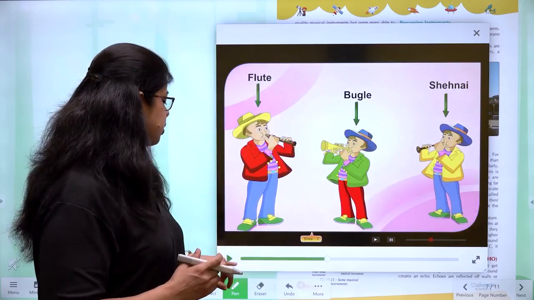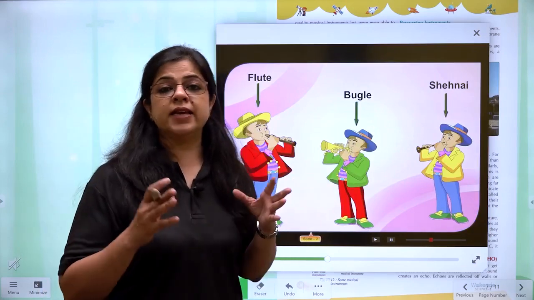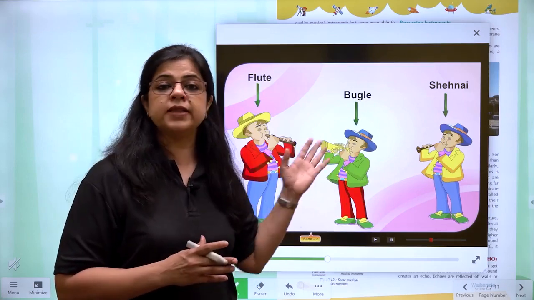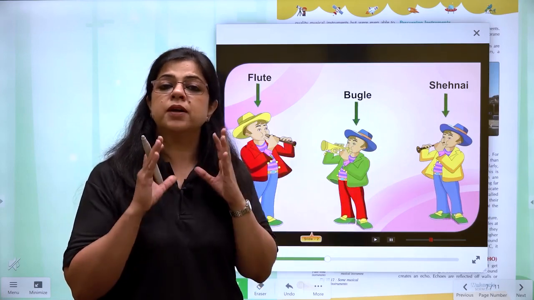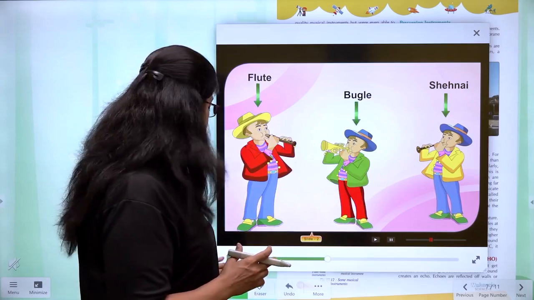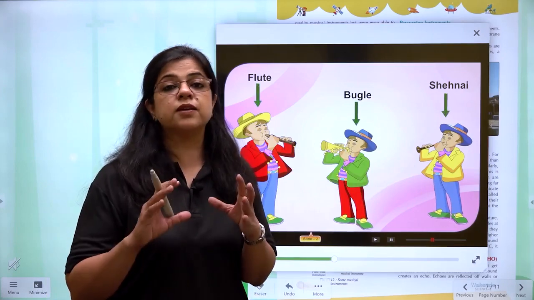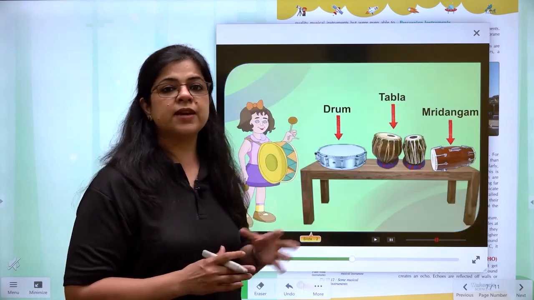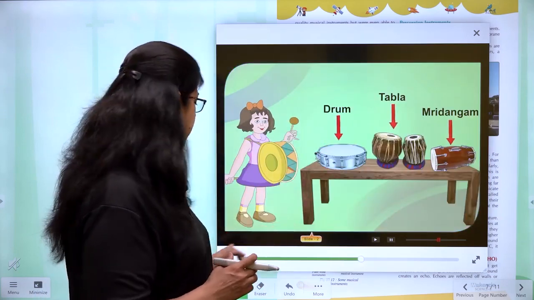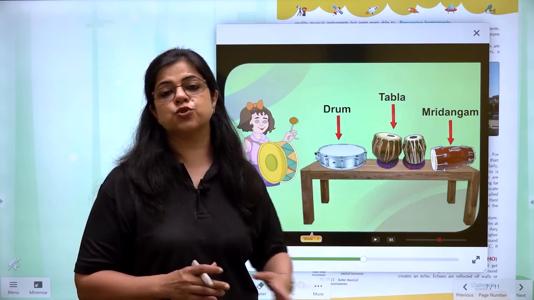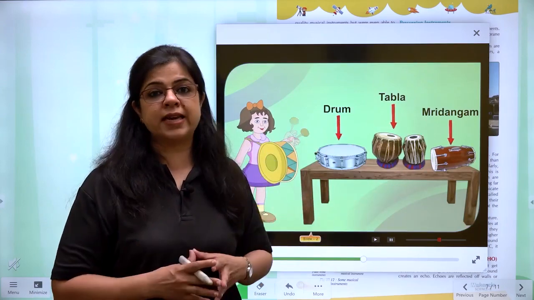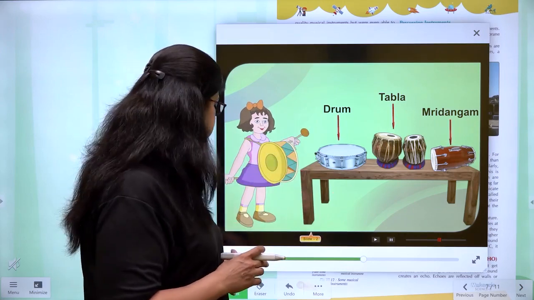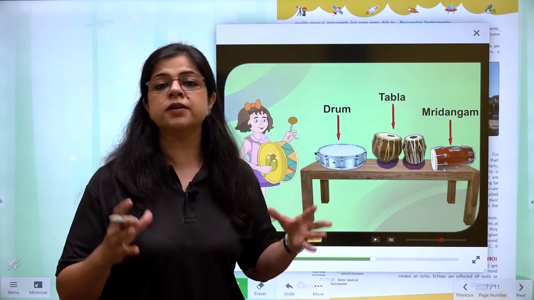In case of flute, bugle and shehnai, the sound is produced by the air column. In these three instruments, we blow air. These are called wind instruments and we can control the air with the help of our fingers. The next set of instruments are drum, tabla and mridangam. In these instruments, there is a vibrating skin that produces sound. We can again control the sound with the help of our hands.